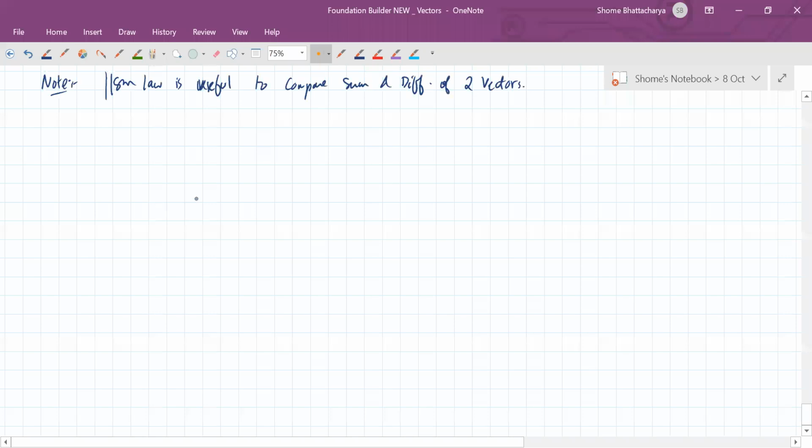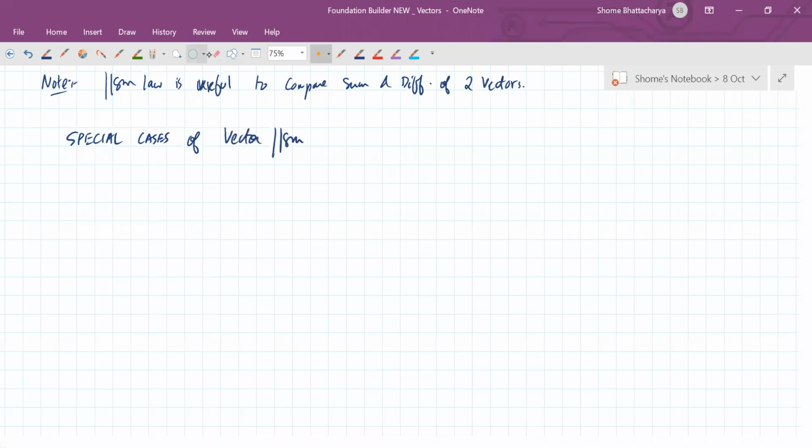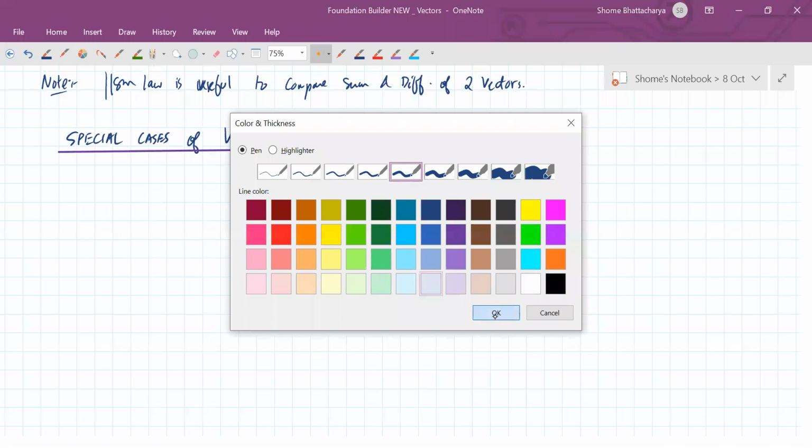Okay, and now also we'll see that on the basis of parallelogram law we have some additional special cases and theorems. So additionally we'll also see special cases of the vector parallelogram. Now this is very useful, because this is going to give us some very useful shortcut methods of solving questions. Okay, so I know most people love shortcut methods.